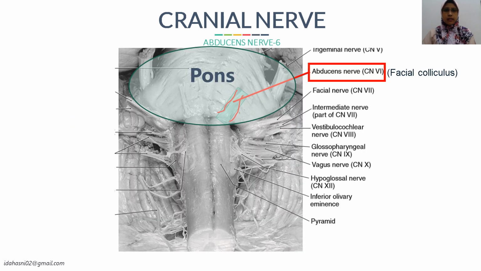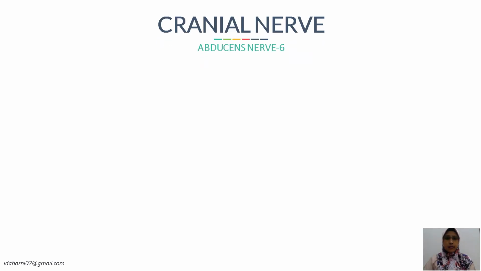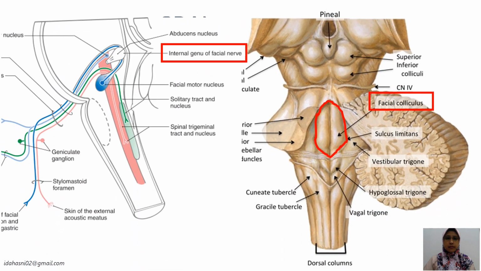Next is cranial nerve number 6, which is the abducens nerve. The abducens nucleus is located internal to the facial colliculus and surrounded by the internal genu of the facial nerve. This is the internal genu of the facial nerve. This is the facial colliculi.